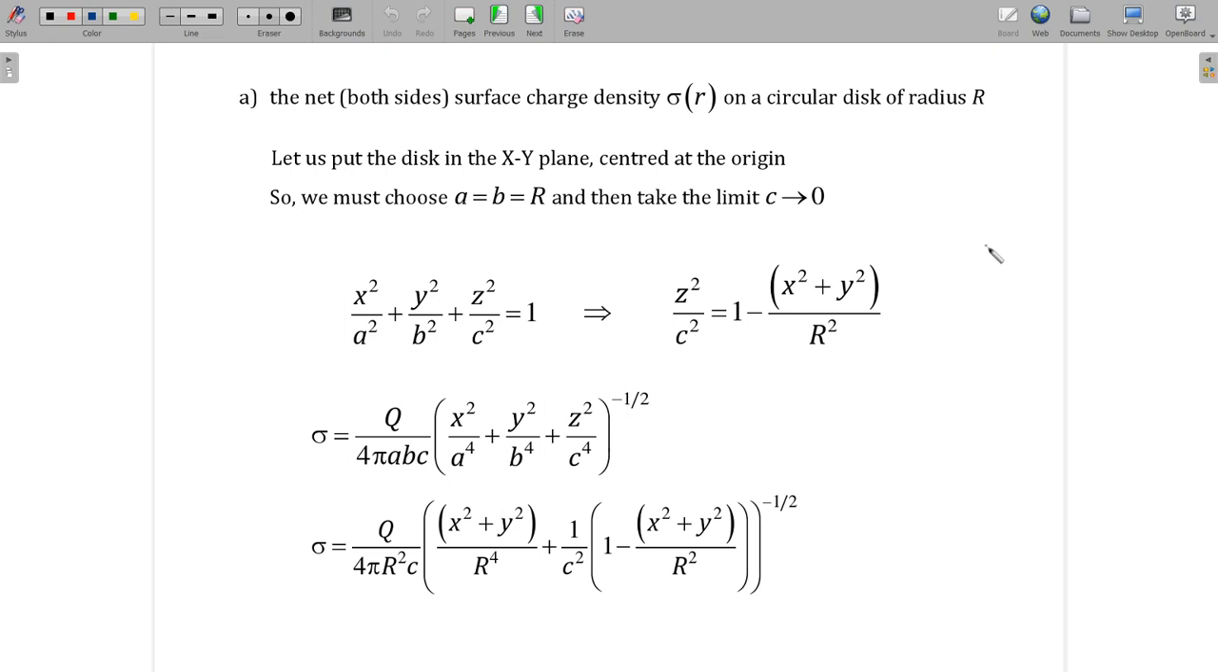Similarly, in this first case, he is saying find the surface charge density on a circular disk of radius r. So how can the ellipsoid become a disk? Just by choosing appropriate values of a, b and c. If I put the disk in the xy plane, I can put it in the yz plane also, but for convenience I put it in the xy plane. It is centered at the origin, just like the ellipsoid.